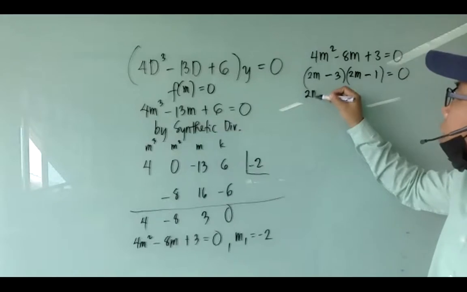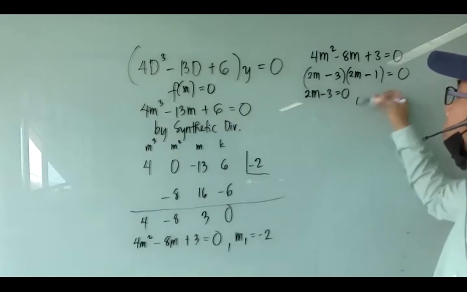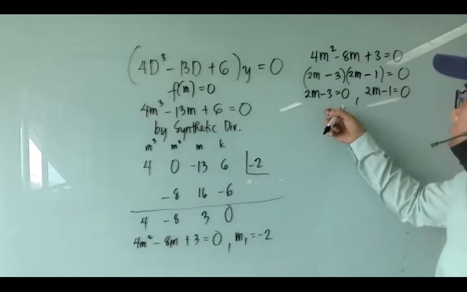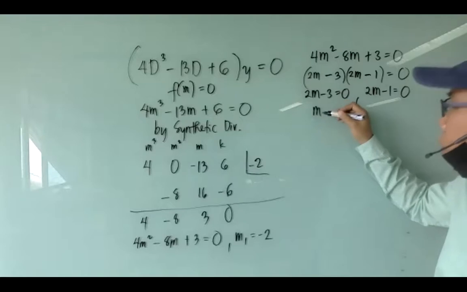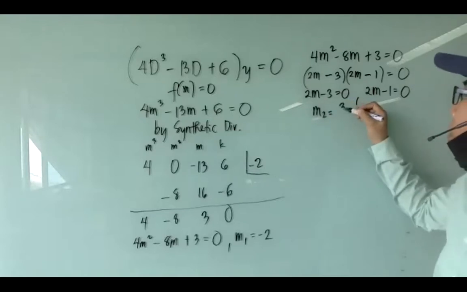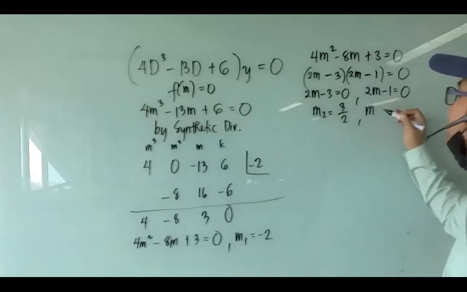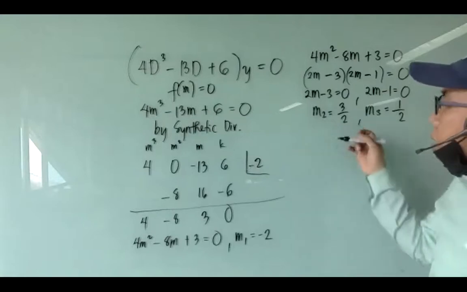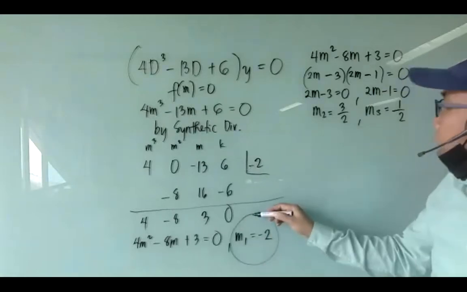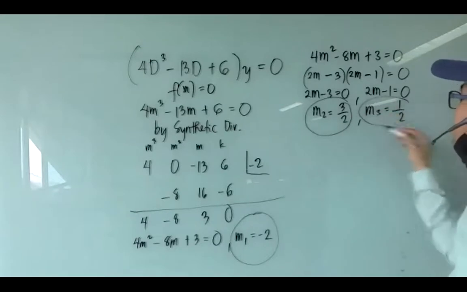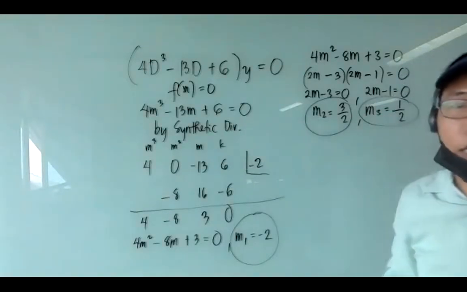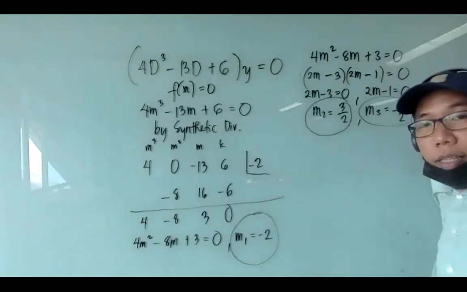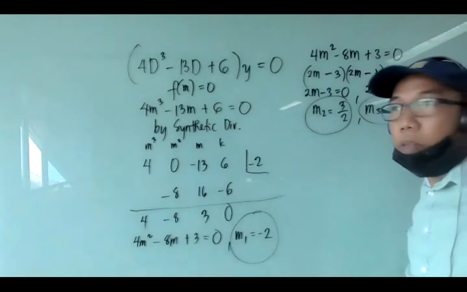That's why you have these equations: m minus 3 equal to 0, and then 2m minus 1 equal to 0. So this will be our next root. Transpose lang to, magiging m sub 2 na natin ito. Yan, so positive 3 over 2. And the next one will be m sub 3, which is 1 half. Now, take a look at the roots. Negative 2, 3 halves, tsaka 1 half. So magkakaiba sila. Nasundan ba? Kita niyo ba yung mga roots? Medyo madilim lang, pasensya na kayo kasi makulimlim.